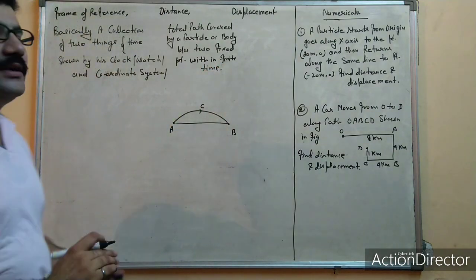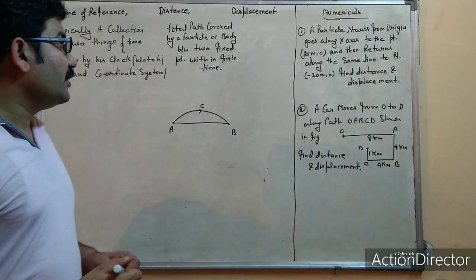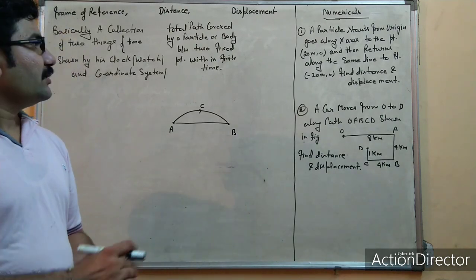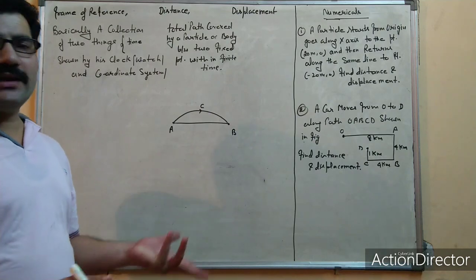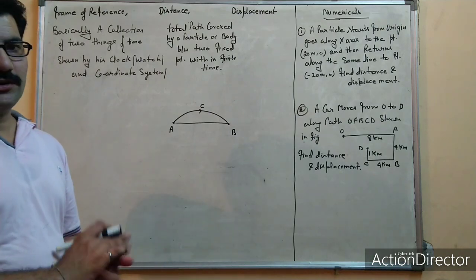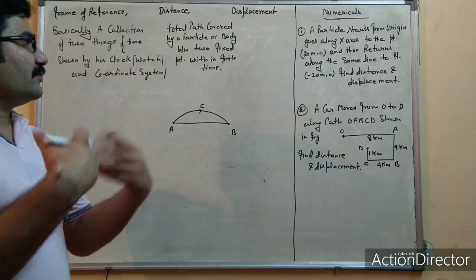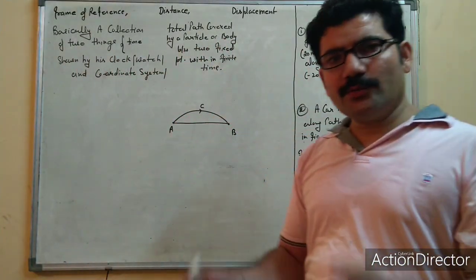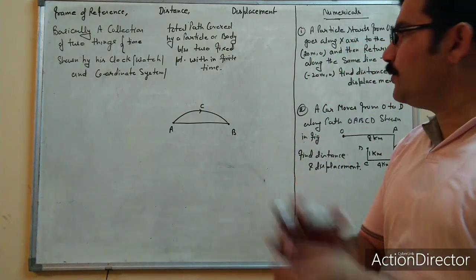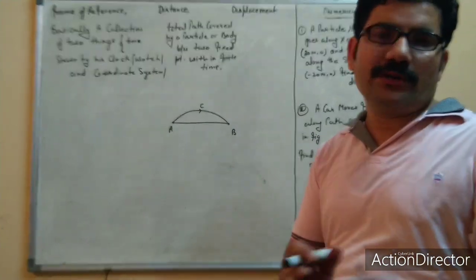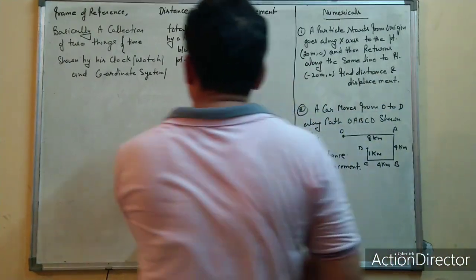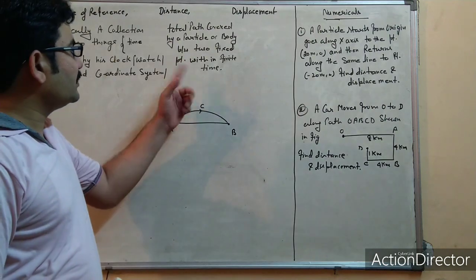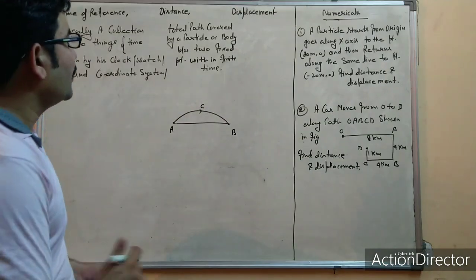Why do I say finite time? Actually, in our natural life, if we select two positions, then definitely a finite time is necessary to reach there. It is not possible that you will take infinite time. Within finite time you will definitely reach there. If you are not going there, then how can you say that you are in motion? So in this way we can say that distance is the total path covered by a particle or body between two fixed points within the finite time.